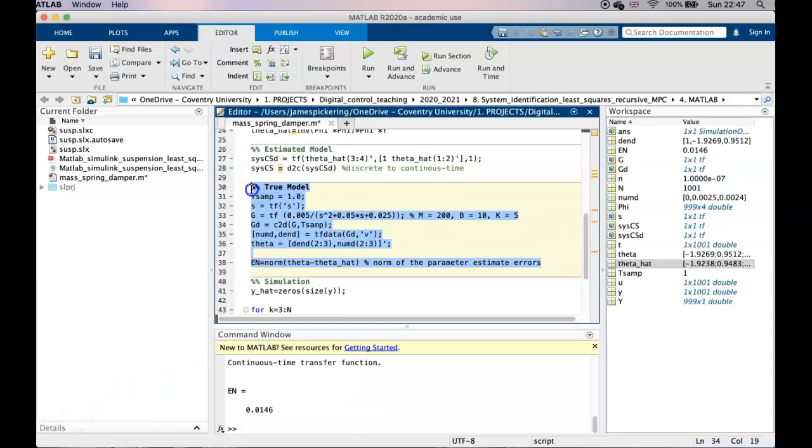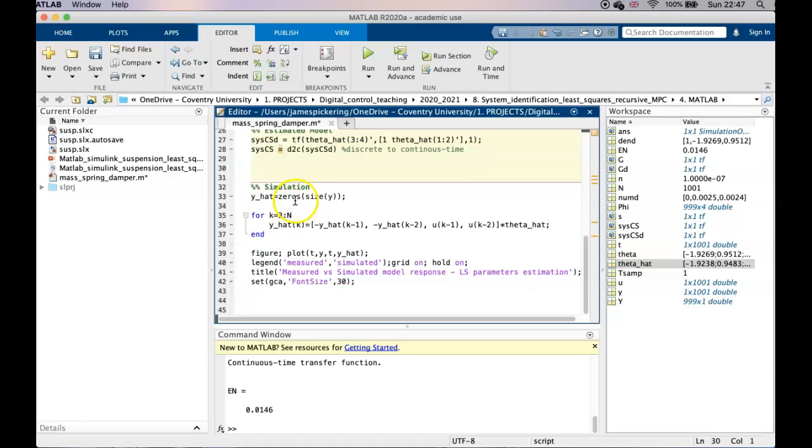What I'm going to do is just delete that because we don't need it. And then finally, we're looking at the simulation, because what we're going to do now is simulate the model that we've just effectively estimated. So we're going to run from k equal to 3, running k values through this equation, all the way up to n. So it's going to be 999 values. So y hat of k is equal to, you can see the form of this equation, this is your original ARX equation.